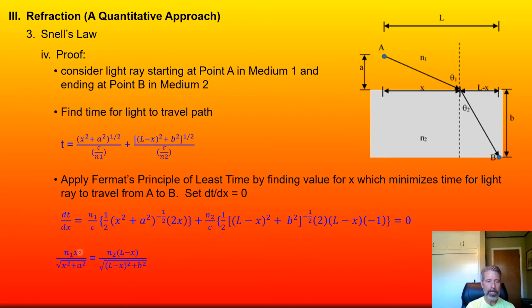And we see here that just like in the case for reflection, this ratio x over the square root of x squared plus a squared, this triangle here, x over the hypotenuse, that ratio of those two sides of the triangle is nothing more than the sine of this angle theta 1. Okay, and likewise, when we take the ratio of L minus x to the square root of this expression over here, the ratio of this leg over the hypotenuse is simply the sine of this angle here, theta 2. So this simplifies here to Snell's law.